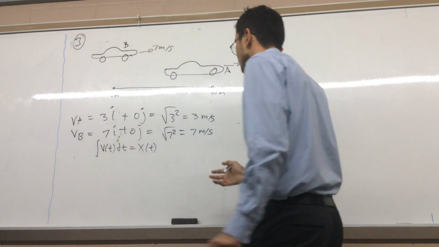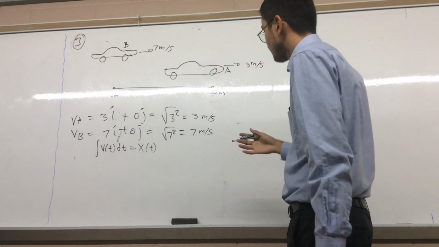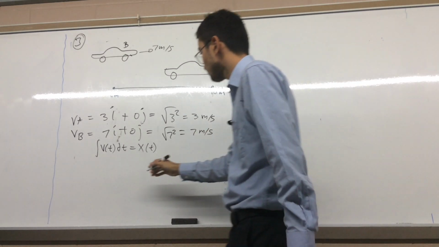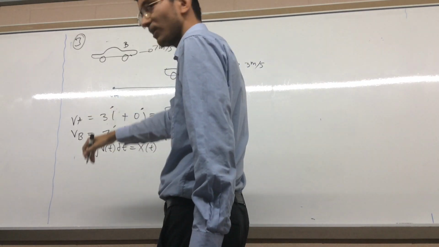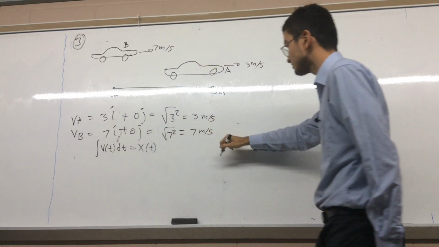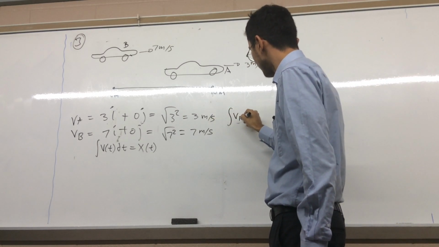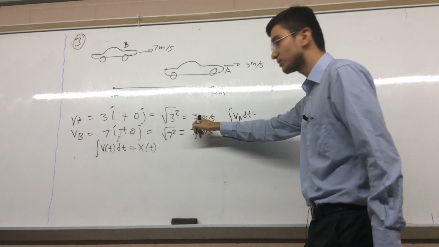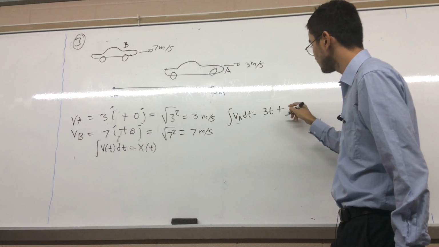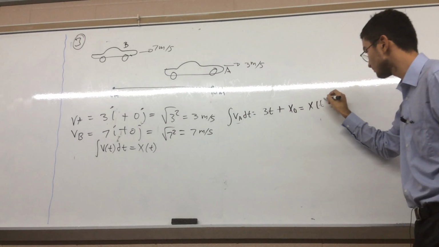So what we want to do is set both of these position functions equal to each other. We all know the kinematics equations, but if you don't know them, you can derive them using calculus. Let's take the integral of both velocities and see what the position functions are. So the position function for A is the integral of VA dt, which is the integral of 3 dt, which is just 3t, plus some initial value of position. And that's our position function in terms of time.